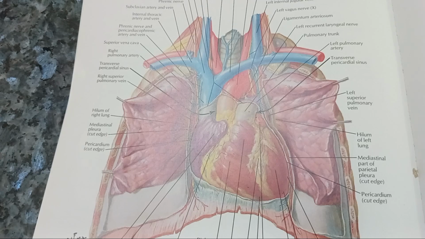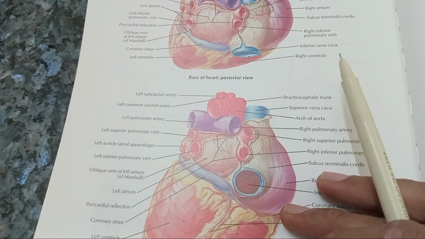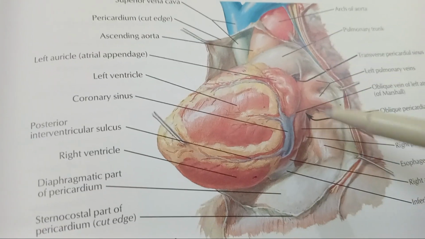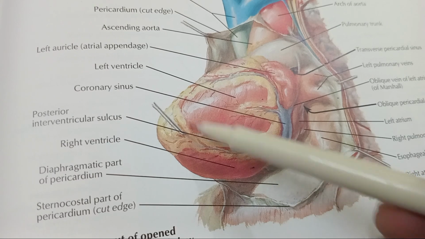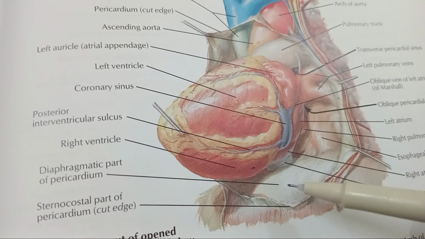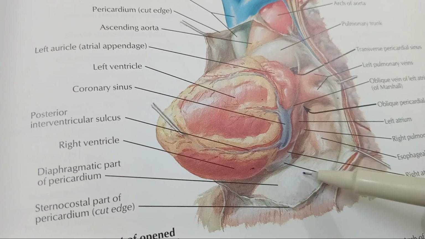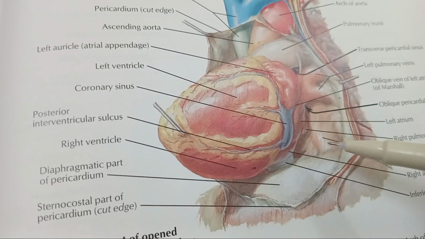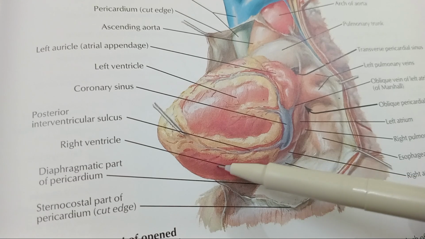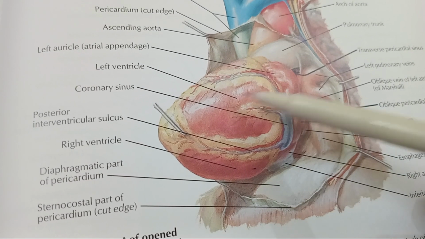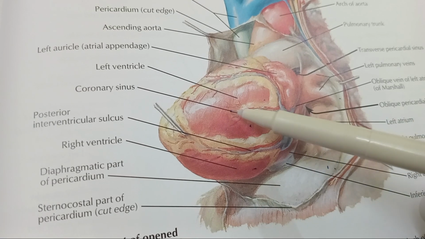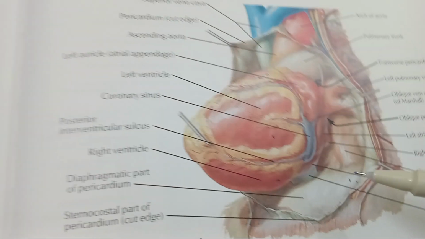If the heart is to be seen from the inferior surface, in this picture the heart has been pulled up from its inferior surface. This is the diaphragm, right? Both the ventricles are in contact with this diaphragm. This will be the right ventricle, this will be the left ventricle, pulled up from its surface.